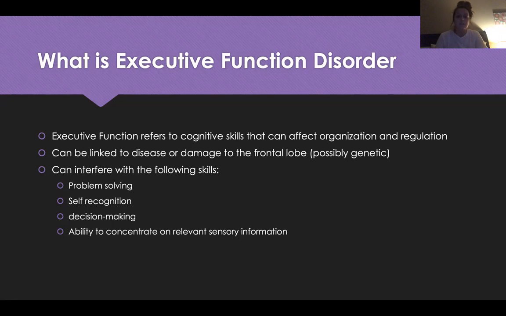It can be linked to disease or damage to the frontal lobe, and it's also been proven to be possibly genetic. So the frontal lobe, we know that it controls voluntary responses. Those are responses usually associated with running, writing a paper, and executive functions, which is where executive function disorder gets the name from. This disorder is known to interfere with skills such as problem solving, self recognition, decision making, and the ability to concentrate on relevant sensory information.